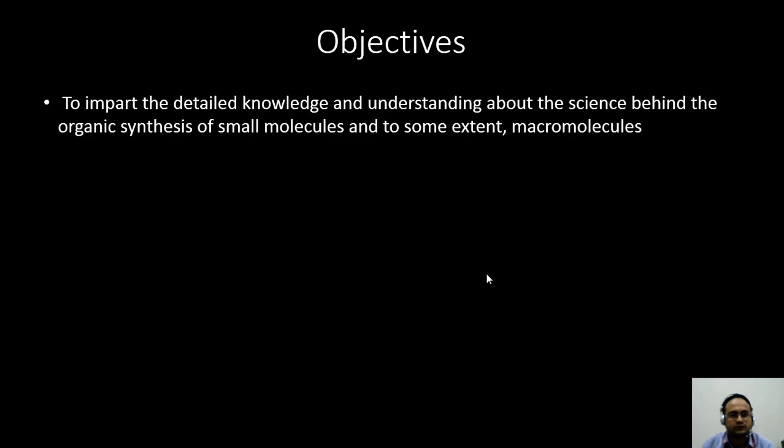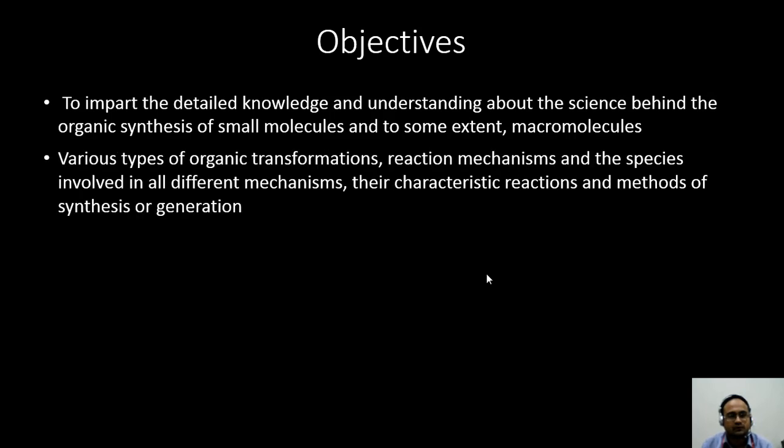There are some objectives while we are learning this subject, so it is important that we take a look at what objectives we want to achieve at the end of this semester. Our main objective is to impart to you detailed knowledge and understanding about the science behind the organic synthesis of small compounds, and to some extent the chemistry-related science of macromolecules. Then our aim is also to understand various types of organic transformations, understand reaction mechanisms, and know something about the intermediate species involved in these different mechanisms.